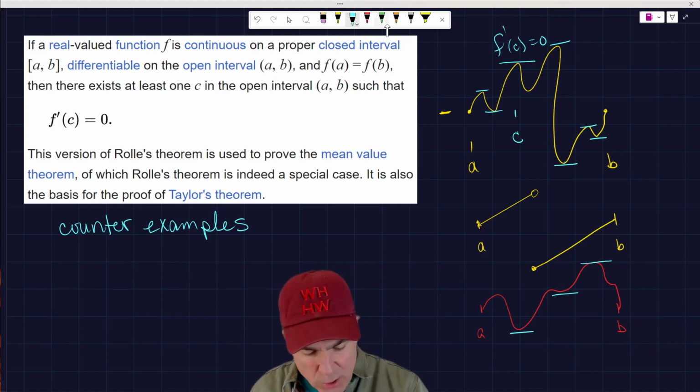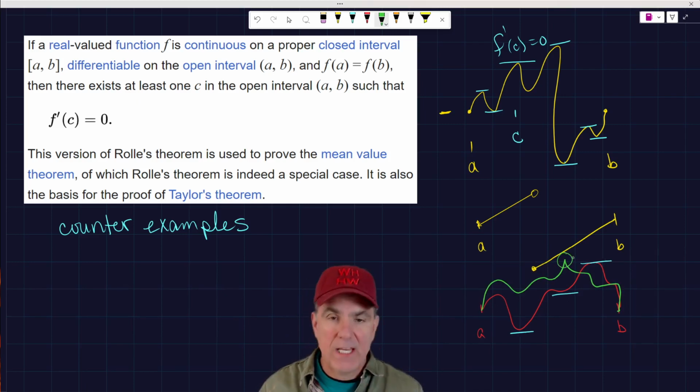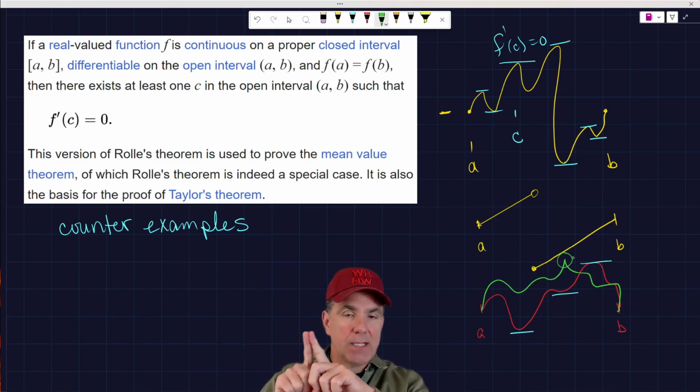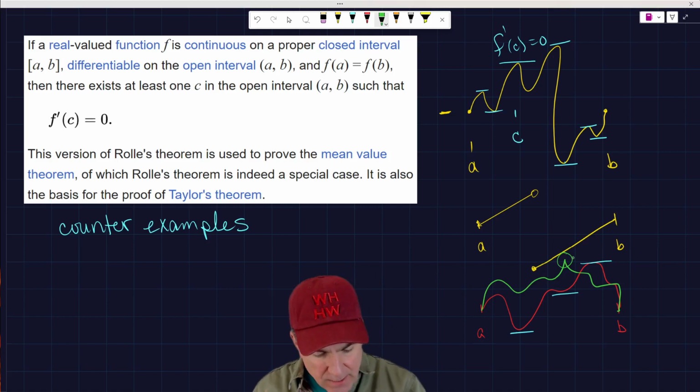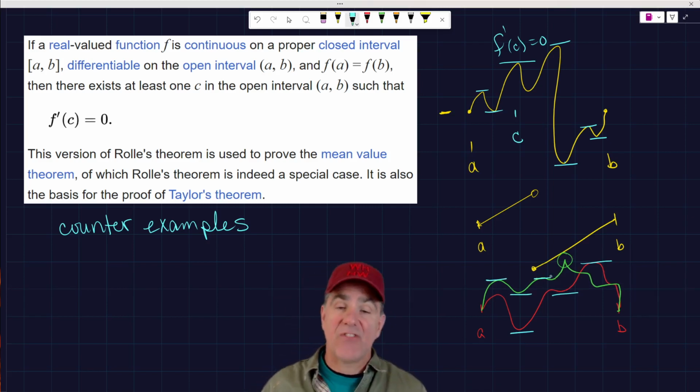Even if it isn't differentiable, let me draw another one. What if I had one that came up like this and then had a spike like that and then came down? So the function's not differentiable here. We have that cusp type of an appearance. But still, I have several places where the function would satisfy Rolle's theorem.